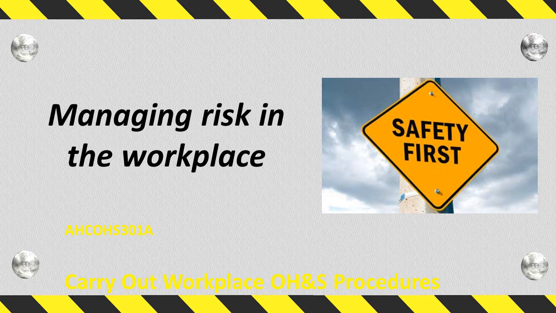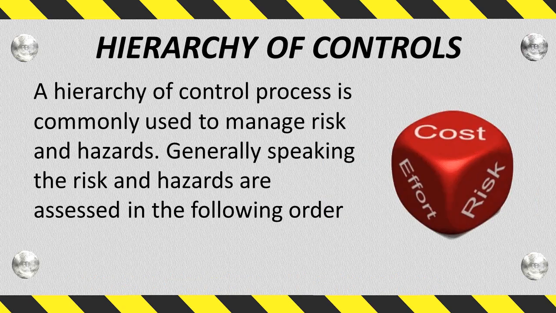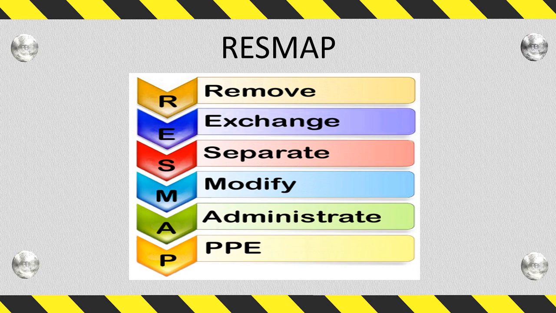Managing risk in the workplace. Hierarchy of controls. A hierarchy of control process is commonly used to manage risk and hazards. Generally speaking, the risk and hazards are assessed in the following order: remove, exchange, separate, modify, administrate, or PPE. ResMap is the acronym we use to help us remember these controls.